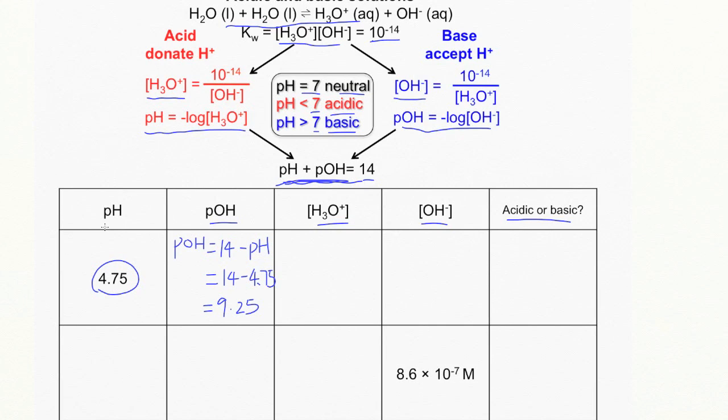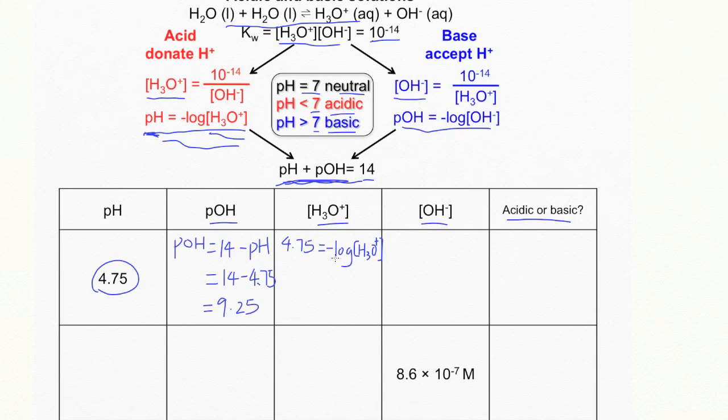Remember, pH value is defined as the negative logarithm of hydronium concentration. You know pH value already. You just need to find out the hydronium concentration based on this equation. So here is the setup. 4.75 equals negative logarithm of hydronium concentration. Okay, so this is a starting point of our calculation.